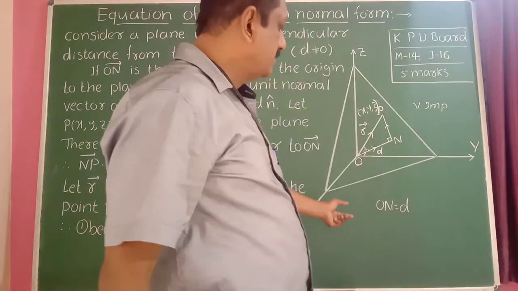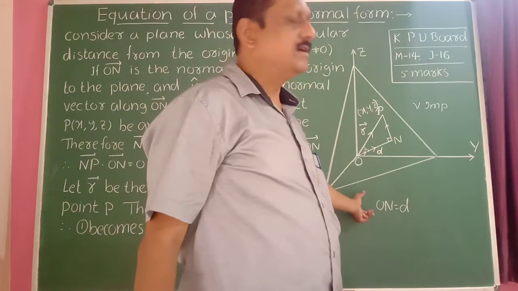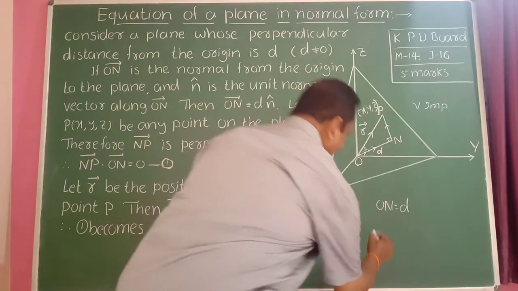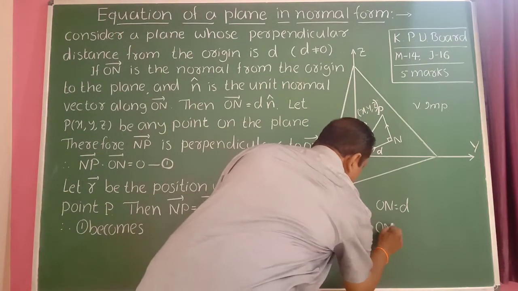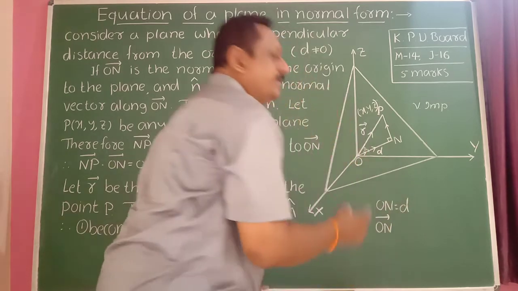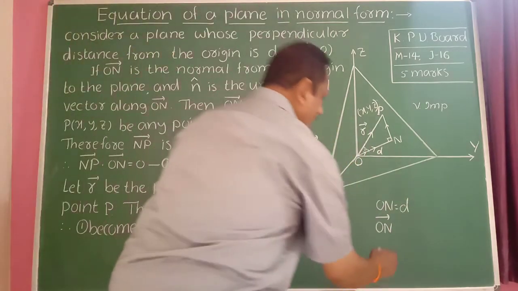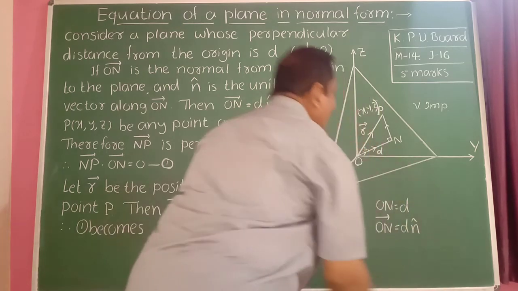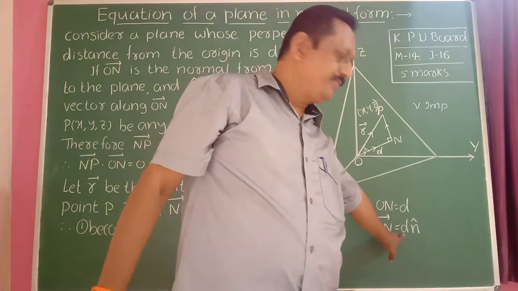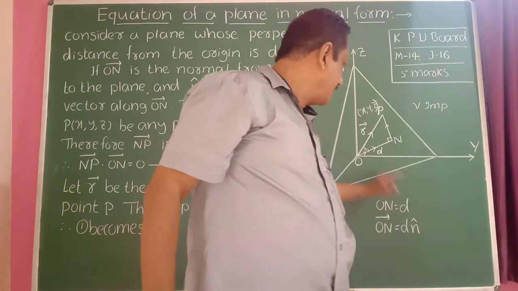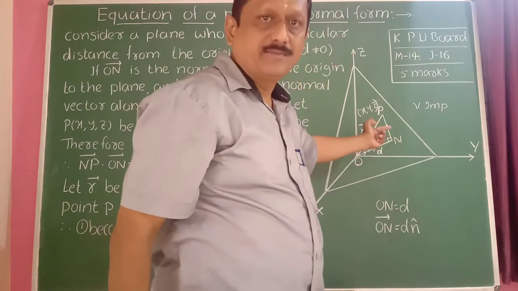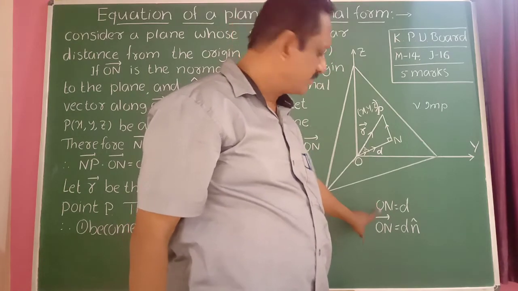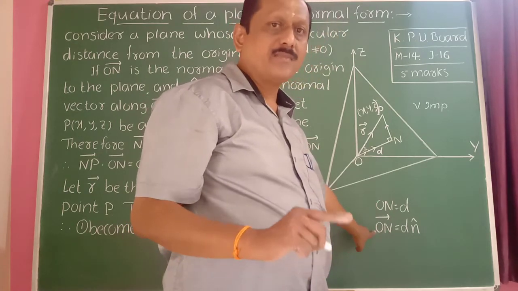This is a scalar quantity. Scalar means it has only magnitude. If you take an arrow mark on ON, then that becomes a vector quantity, hence it has both magnitude and direction. In d into n cap, d shows the magnitude and n cap shows the direction. ON equal to d is a scalar quantity, ON bar becomes a vector quantity.